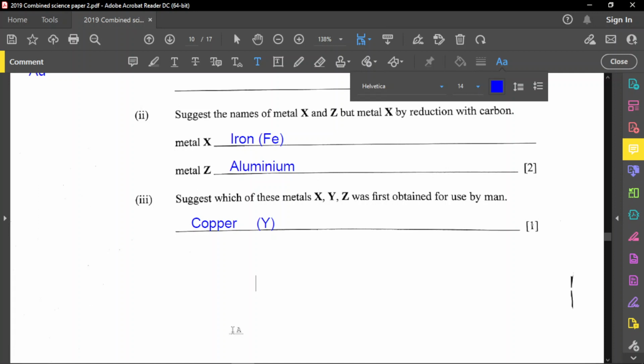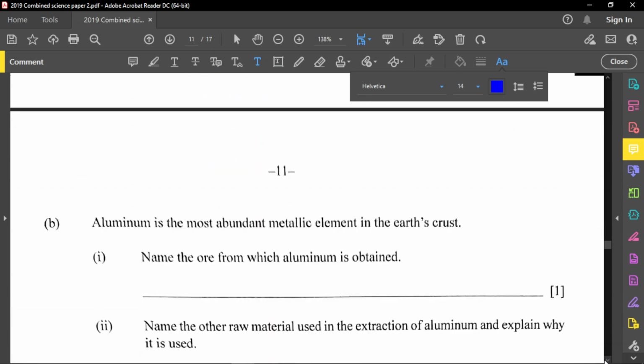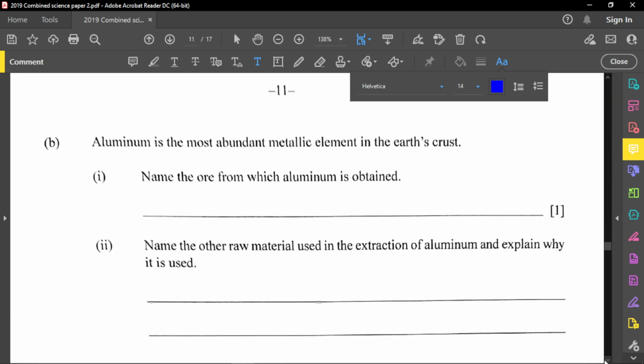Gold is not the first metal used by man. Gold is the most expensive metal used by man, because based on its perceived value it becomes a very expensive and most sought after metal. But copper is the very first metal that was used by man. Just a bit of information there. Now, the next part of the question: aluminum is the most abundant metallic element in the earth's crust. Name the ore from which aluminum is obtained. Aluminum is obtained from what they call bauxite. The ore for aluminum is bauxite, and I know most of you remember that as well.